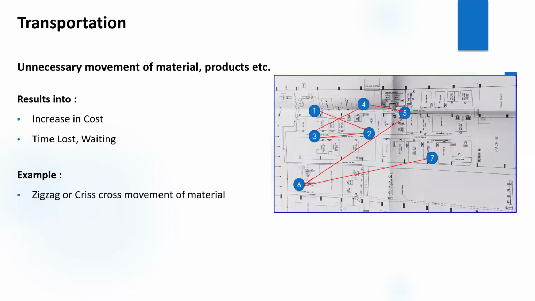So this waste is called transportation, when you are moving the material here and there, zigzag or crisscross. So is it clear? Transportation. And why is it treated as a waste? Because the customer is not willing to pay for it, but we are moving material unnecessarily in a zigzag manner, crisscross manner, and hence transportation is treated as a waste. Okay, understood?